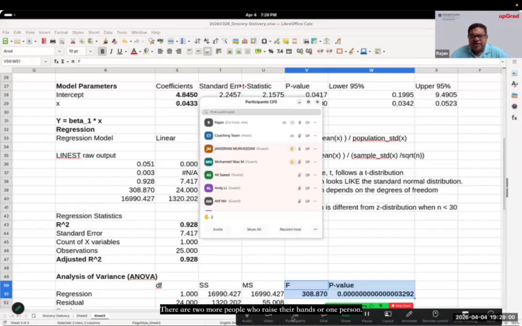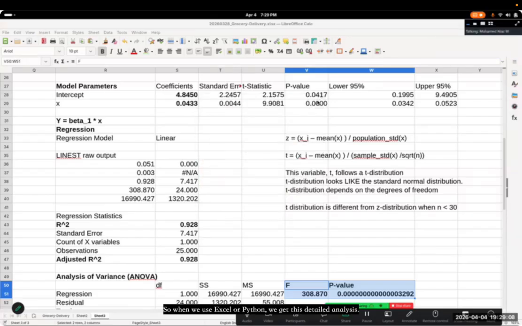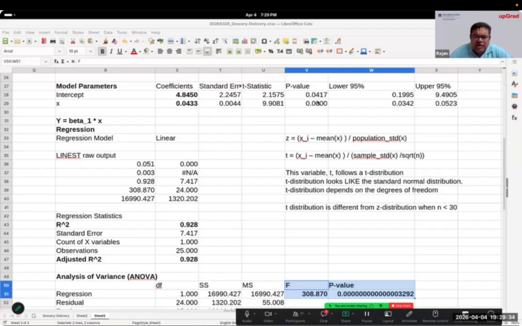There are two more people who raised their hands. Please go ahead. Yes, Professor. When we use Excel or Python, we get this detailed analysis. But when we use Azure ML Studio, it gives limited exploration capability. When we perform the assignment, we will get RMSE, MAE, and R square. But do we have to calculate these also? Is it expected? Yes, these are expected.